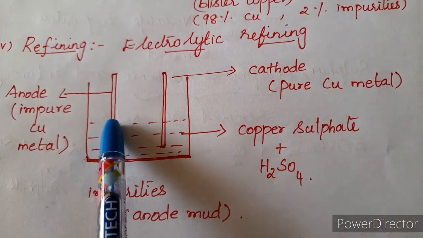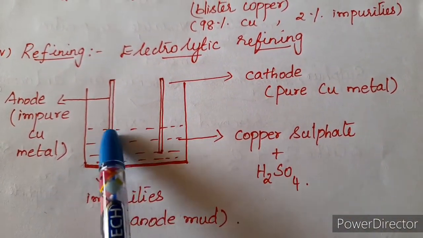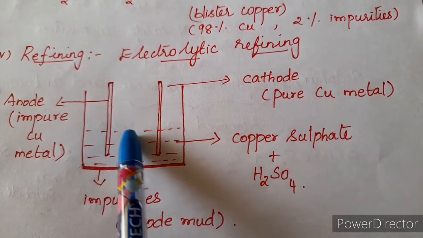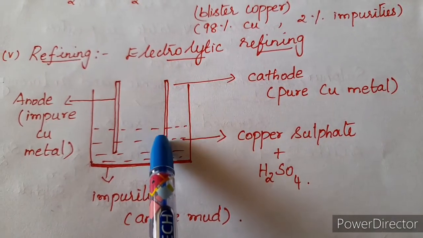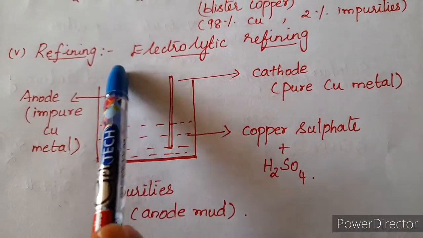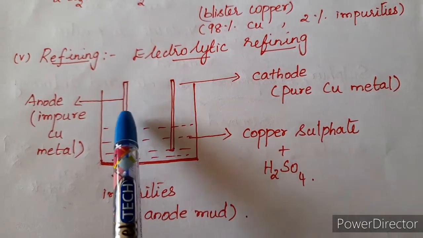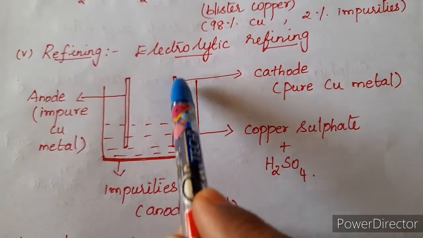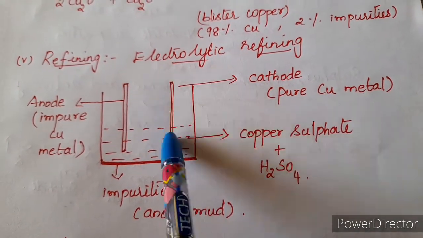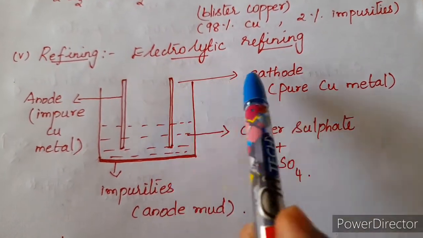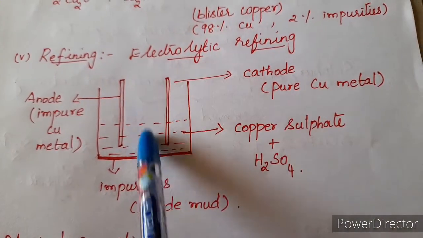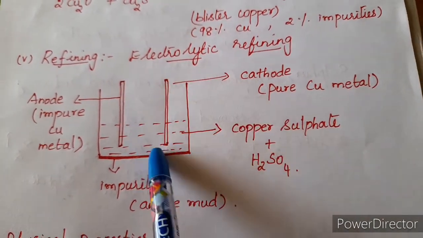Now what happens when electric current is passed through it? When electric current is passed through it, the copper metal gets deposited on the cathode. Now this is a pure metal, isn't it? So the copper that is present in this impure metal gets deposited on the copper rod. The pure copper metal will get deposited on the cathode, since it is a pure cathode. Now this is how the pure metal is obtained at the cathode.